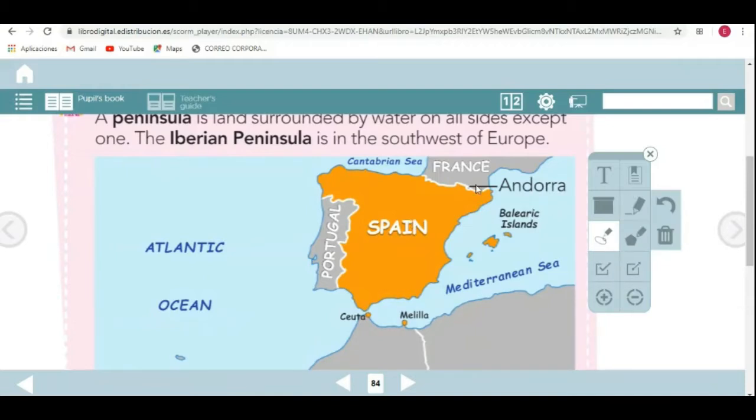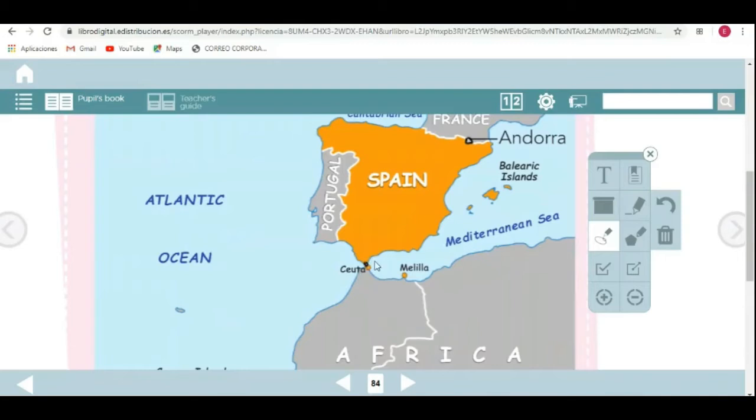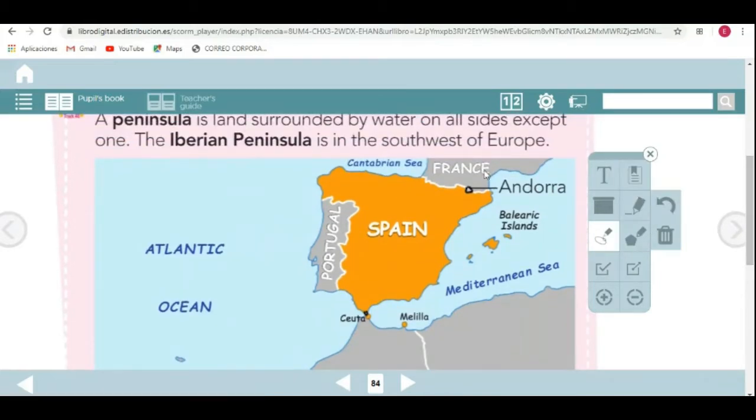written in this map. So we can find Portugal here, on the west side, Spain, France, Andorra, that is a small country. And here at the bottom of Spain, next to Cadiz, we can find another country. This is Gibraltar, that belongs to the United Kingdom. So, as I said, we can find 5 countries: France, Andorra, Portugal, Spain, and the United Kingdom, Gibraltar.